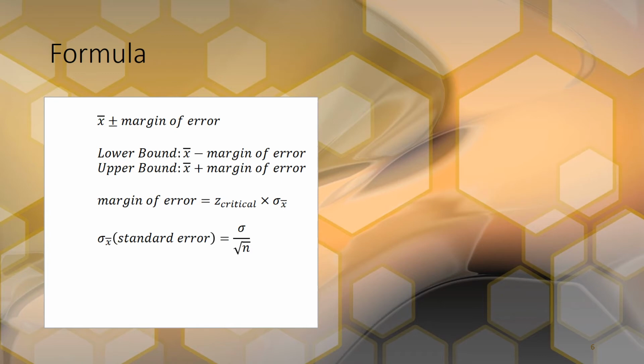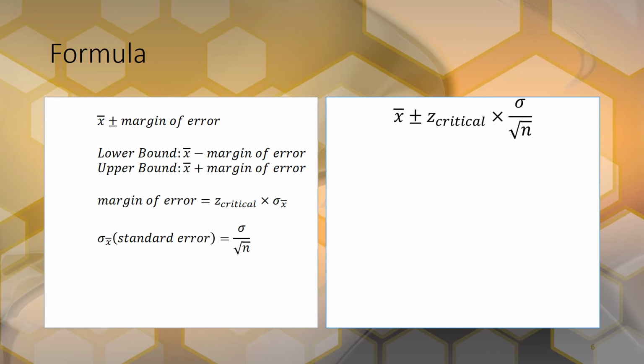And the margin of error now, I'm going to tell you what that is. It's the critical z-value times the standard error. And the standard error formula, if you remember, is the population standard deviation divided by the square root of n. So you can think of the formula that way. If you put it all together, it also is like this: the sample mean plus or minus the critical z-value times the population standard deviation divided by the square root of n. So I'm just putting things in there to make one big formula.